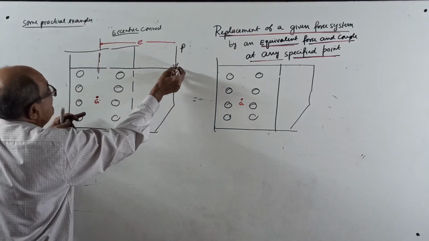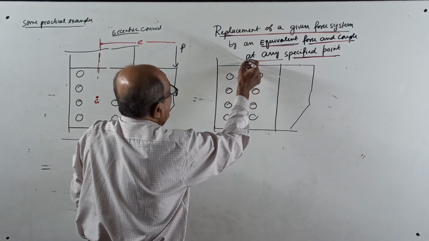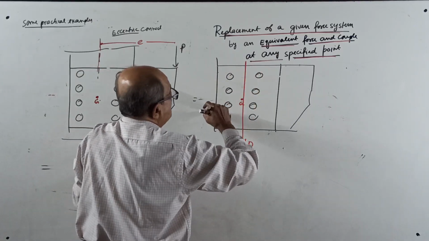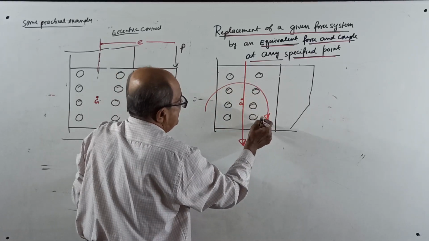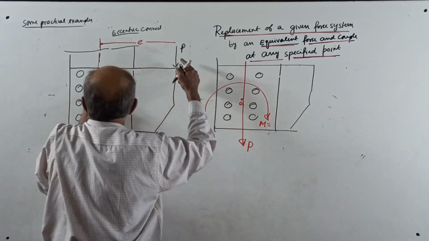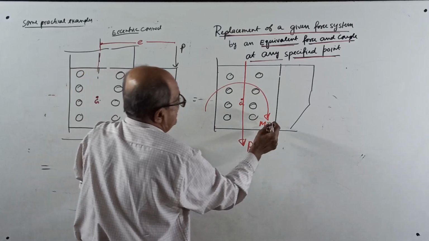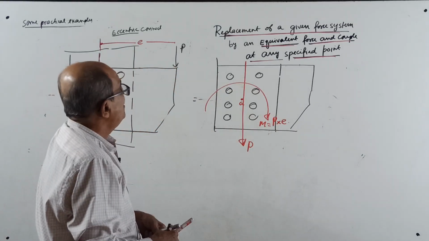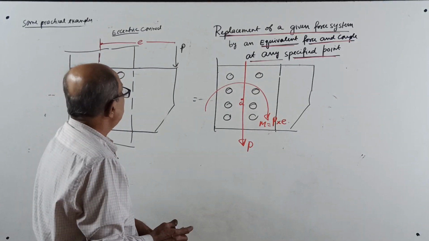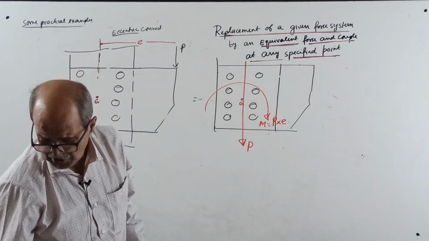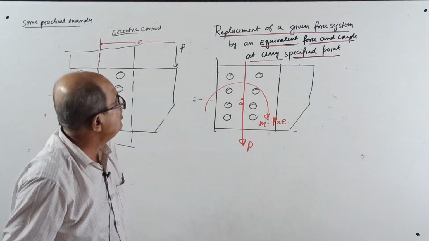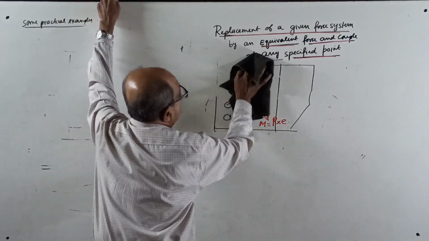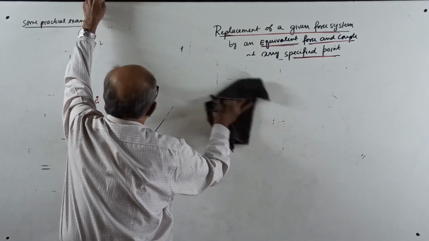Now the P will be shifted here as axial force P and a couple, moment M equal to P into E. This is for a bolted connection. Same thing for a welded connection also. But I don't want to show it because you are not doing steel structures here, or RCC. Make a note.